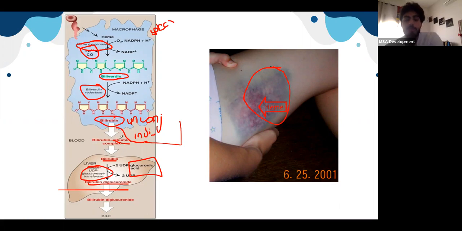From bilirubin, it then binds to albumin, which takes it to the liver. In the liver, it goes from bilirubin to bilirubin diglucuronide through this reaction using 2 glucuronic acids. And this is when it becomes the direct or the conjugated bilirubin.